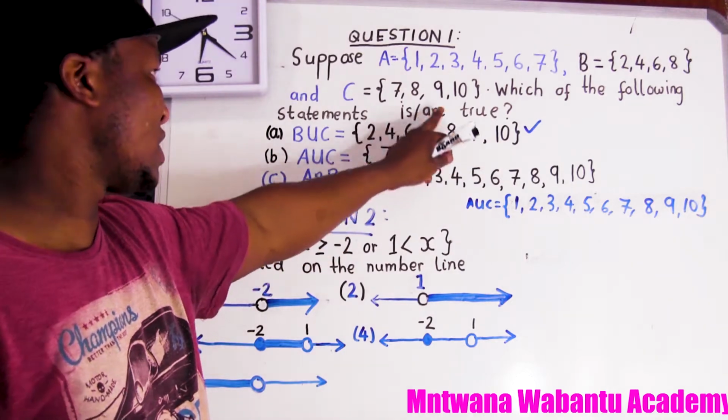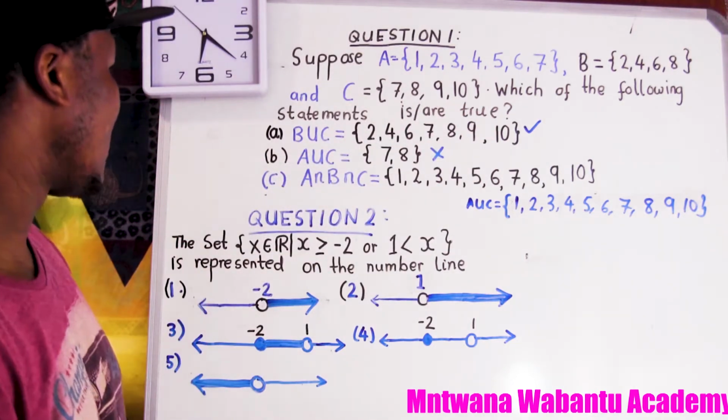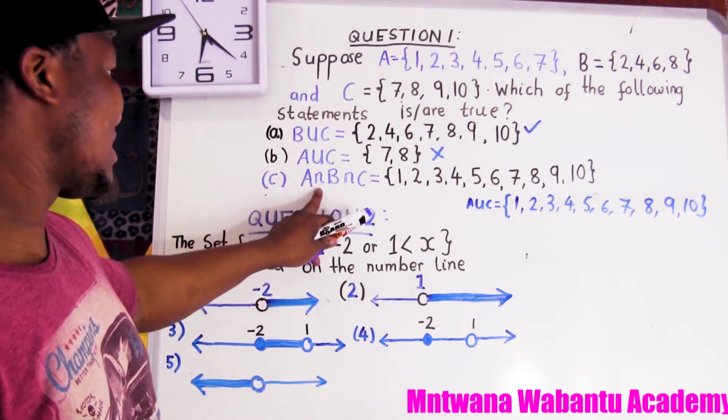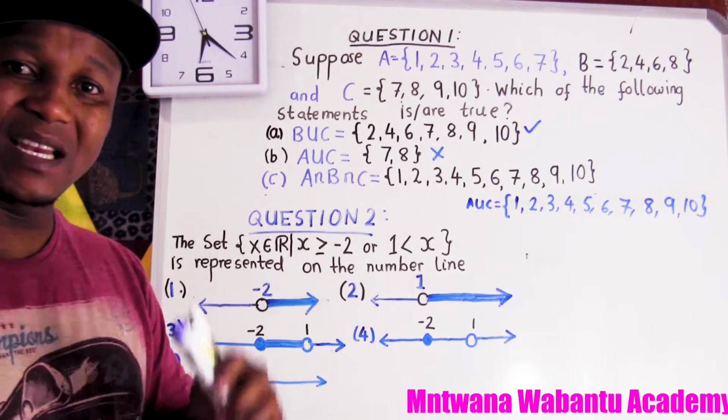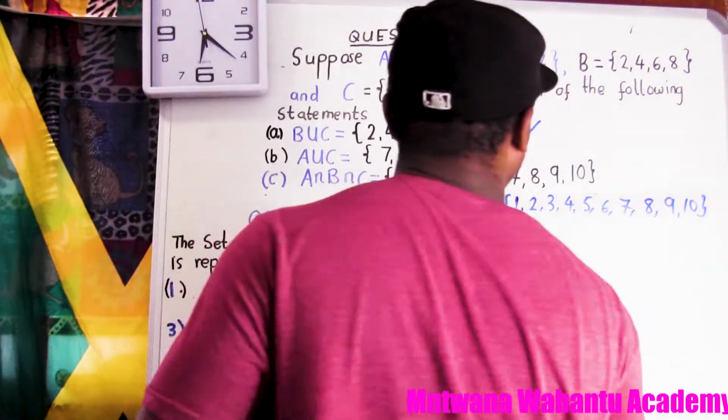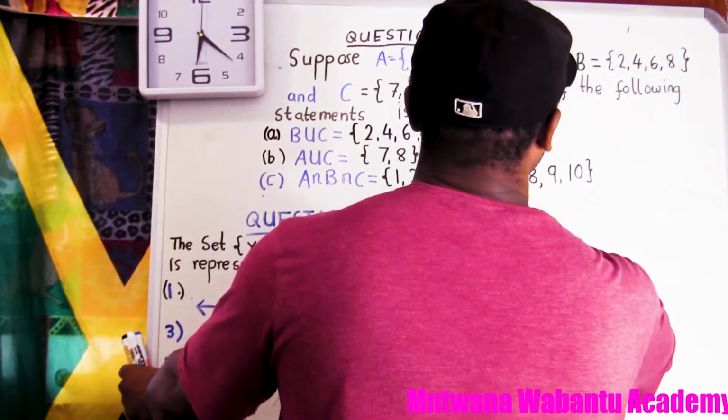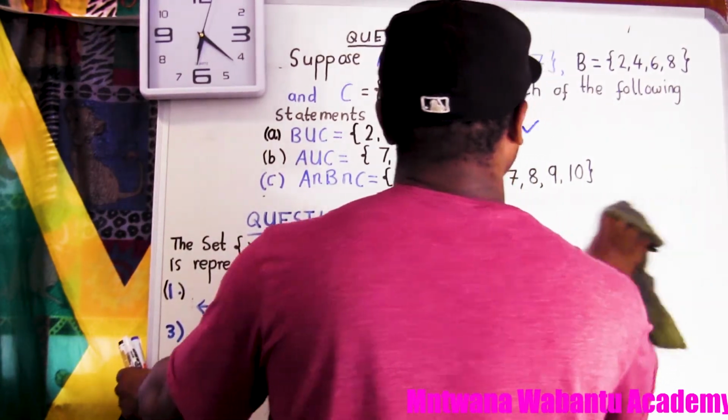This is false, because they say you have to identify which is true or false. Now let's go to the A intersection. So this symbol means intersect. Okay, now we don't need this one. Let me explain what intersect means.